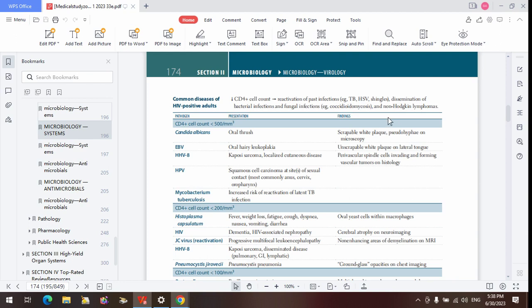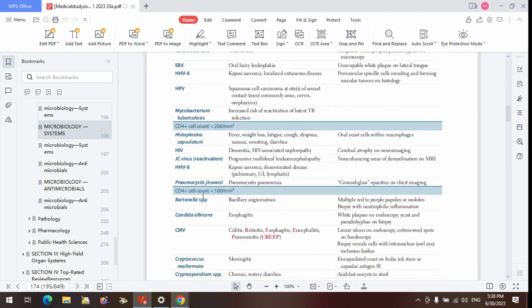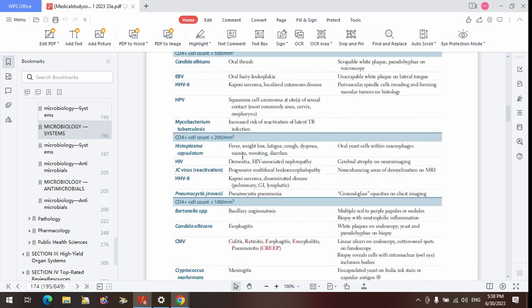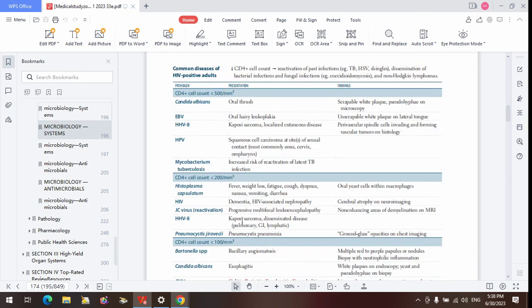In people with HIV, they can have dissemination of bacterial infection, dissemination of fungal mycosis, and non-Hodgkin lymphoma, because they can have infection from Epstein-Barr. Now let's take those one by one. For people with low counts, the spectrum is less than 500, 200, and 100.